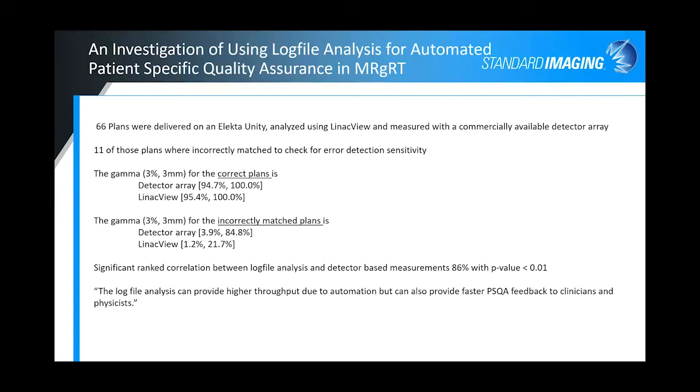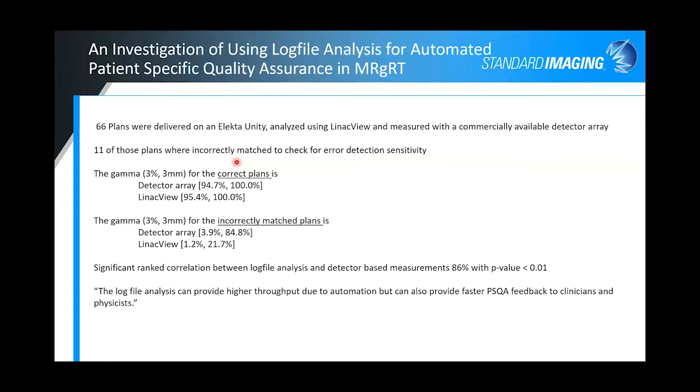So I would like to share with you some specific data reported in the first reference. For this study, there were 66 plans delivered on an Elekta Unity, and these plans were analyzed using LinacView and measured with a commercially available detector array. 11 of those plans were incorrectly matched to check for error detection sensitivity.